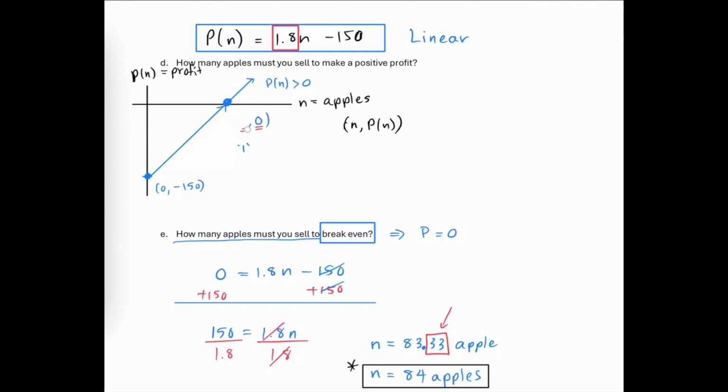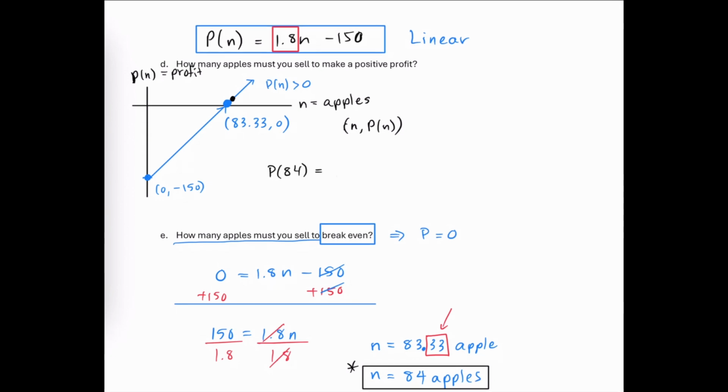Now let's go back up here to part D. We saw that we crossed the horizontal axis at 83.33 with a profit value of 0. And in order to break even, we said that we actually had to make a little bit of a profit. Let's just notice that the amount of profit that we get when we sell 84 apples is going to be 1.8 times 84 minus 150, which turns out to be $1.20, which is of course greater than 0.